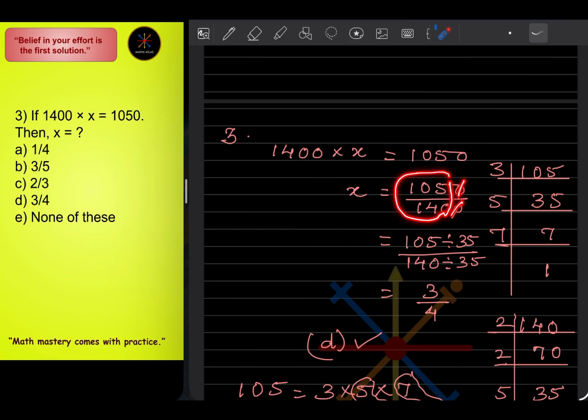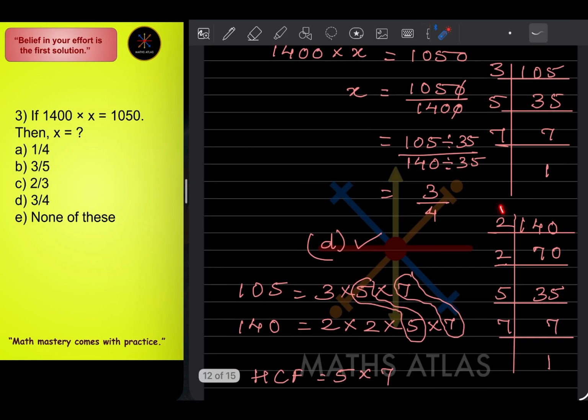Here the options are given in fractions. If you do it directly, you will get decimals. One way to get it in fraction is to take the prime factors of 105 and the prime factors of 140. You know how to take the prime factors. So these are the factors of 105, which I have written here, and here are the factors of 140.